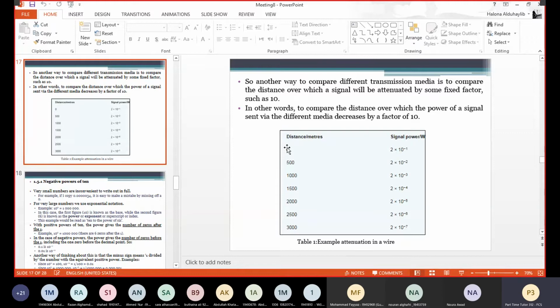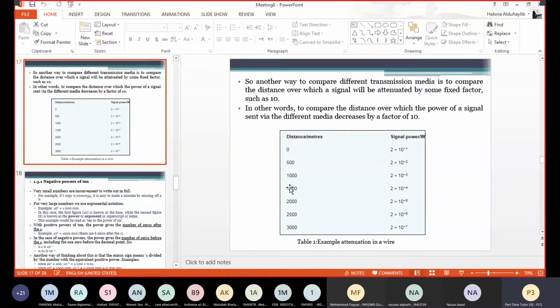When the distance was 0, the signal power was 2 multiplied by 10 minus 1, which is 2 out of 10. When the wave traveled 500 meters, it was 10 minus 2. If you check the values here, it was 500, then 1000, 1500, 2000, 2500, 3000. So here we have a fixed distance over which the signal travels.